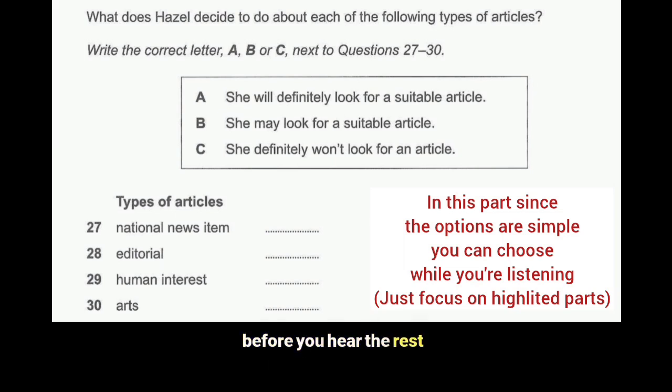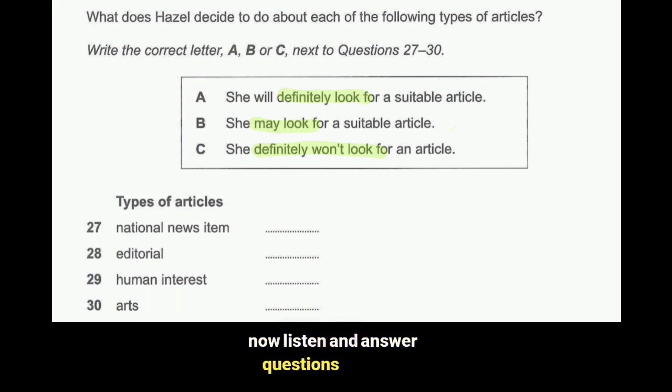Before you hear the rest of the discussion, you have some time to look at questions 27 to 30. Now listen and answer questions 27 to 30.